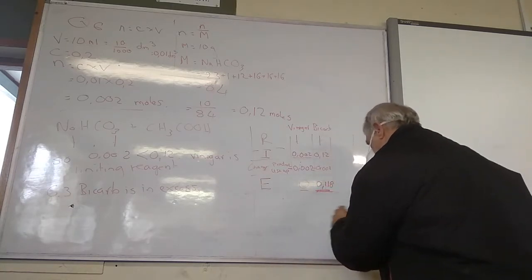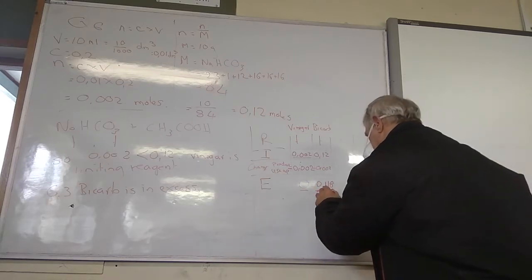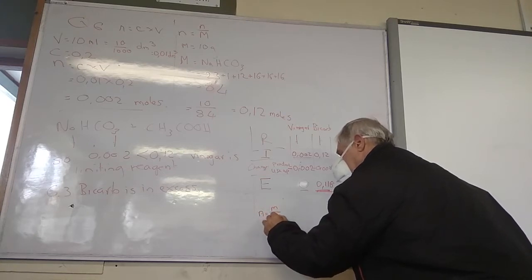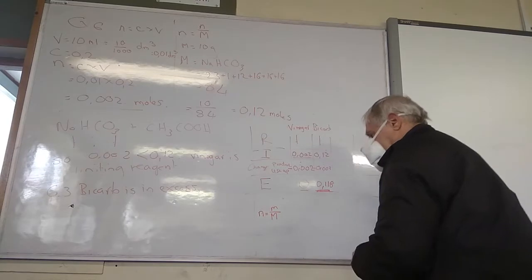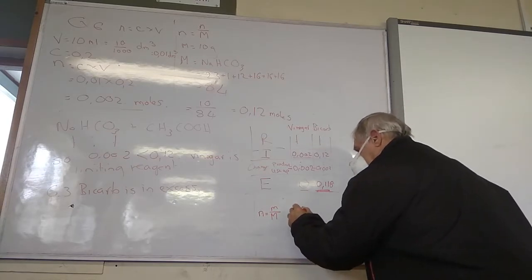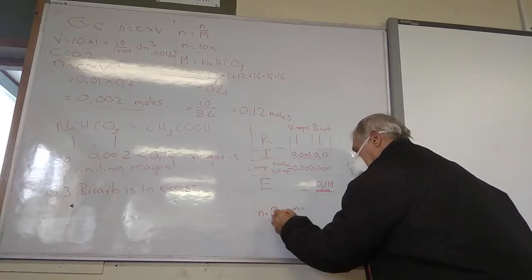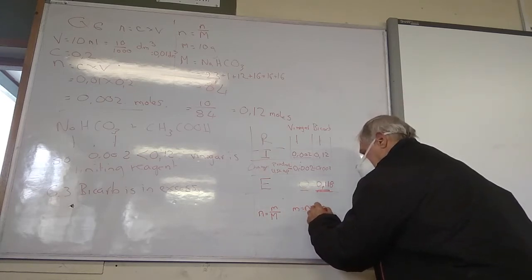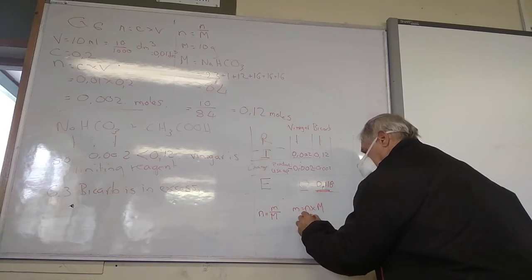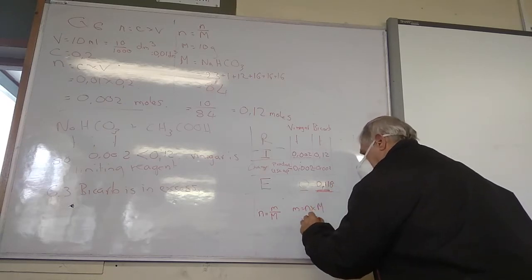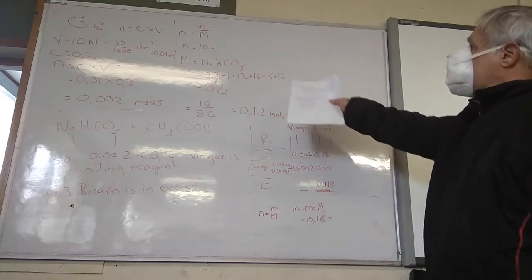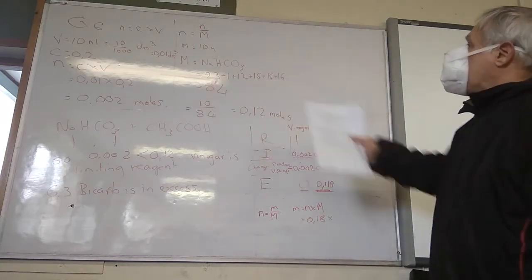So let's go back to weight. So let's say, what formula am I going to use? Number of moles is mass over molar mass. I want the mass. So mass equals number of moles times molar mass. What's the number of moles? 0,118 times what was the molar mass of bicarb? 84.